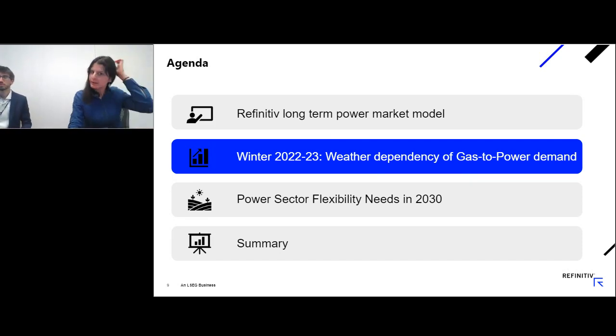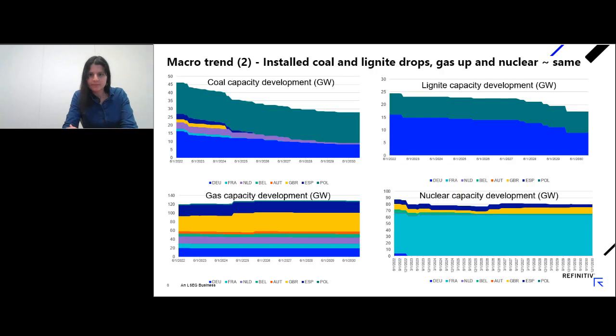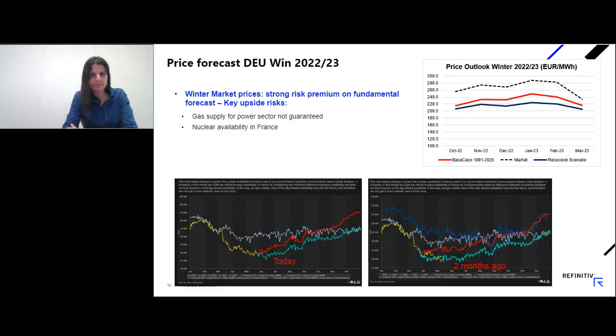What do we see price-wise for the power markets that we cover, and also where do we see the demand for gas to power this winter? So what you can see here is our base case in red. That is our price forecast on a monthly basis for this winter. Against that, you see the current market traded price in the black dashed curve. As you can see, we are bearish towards the market.